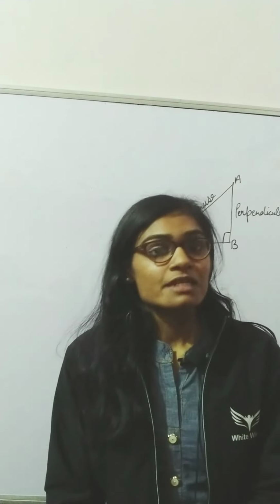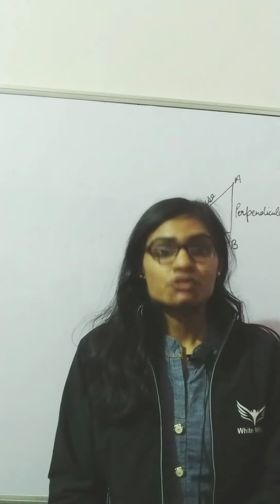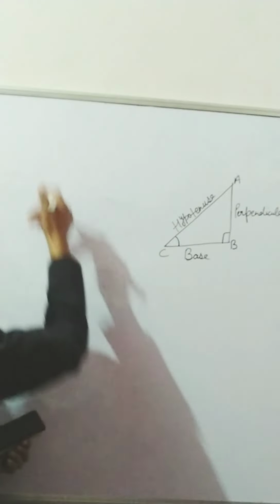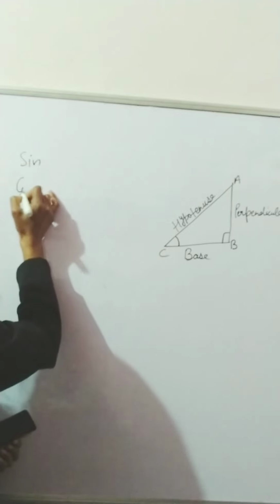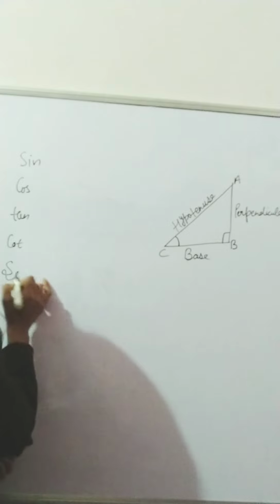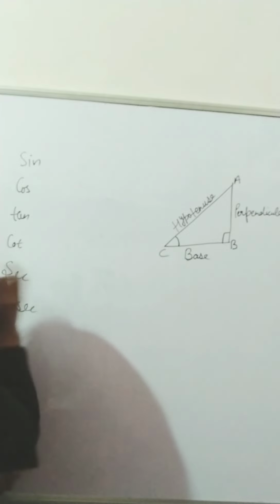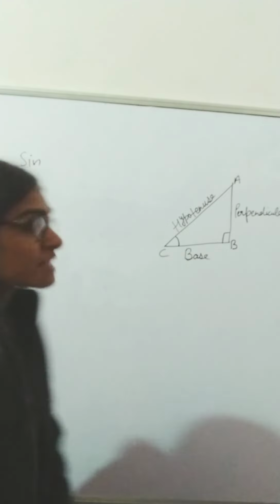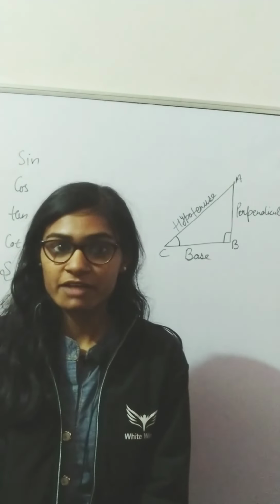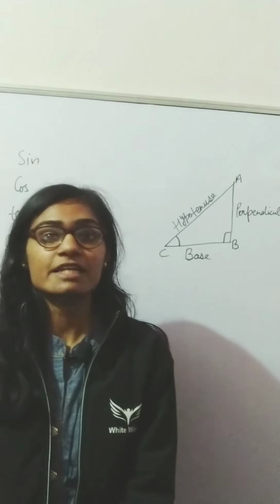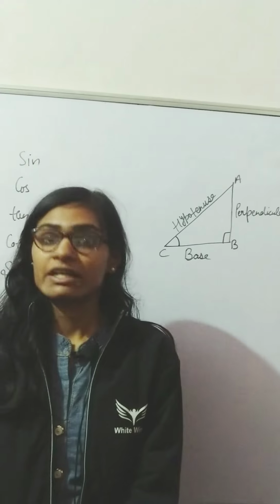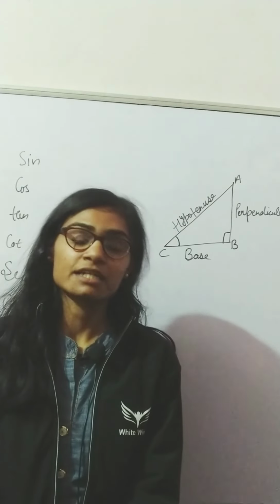There are 6 main functions used in trigonometry, which are sine, cos, tan, cot, secant and cosecant. These 6 functions are used in trigonometry for calculations with respect to angle. So today we are going to find the trigonometric ratios with the help of a right angle triangle.